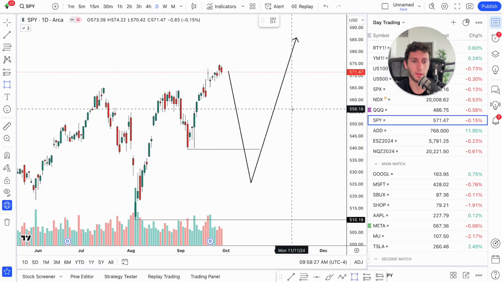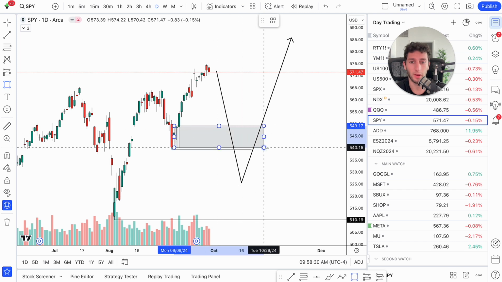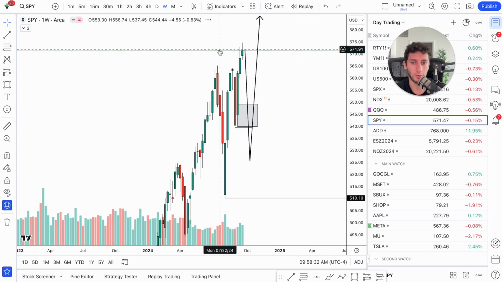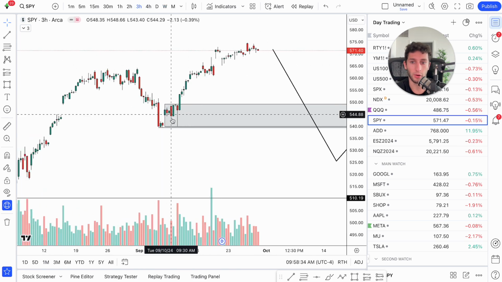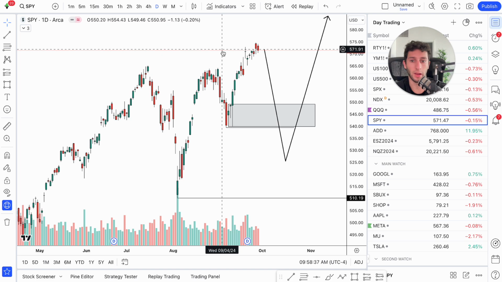And a lot of you guys probably trade supply demand. Maybe you don't. Order blocks, whatever you want to call it. I trade supply and demand, right? This is a beautiful demand zone looking right here. Probably looks better on the weekly. Maybe not. 3 hour, 4 hour zone. Looks really good. Solid, right?